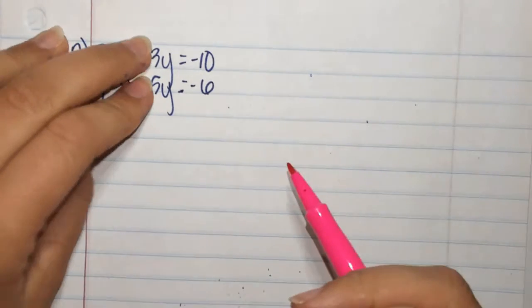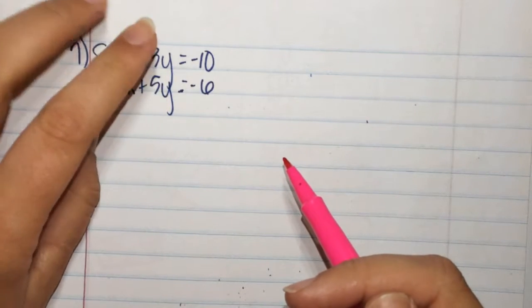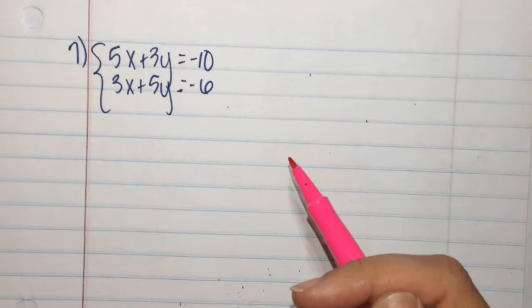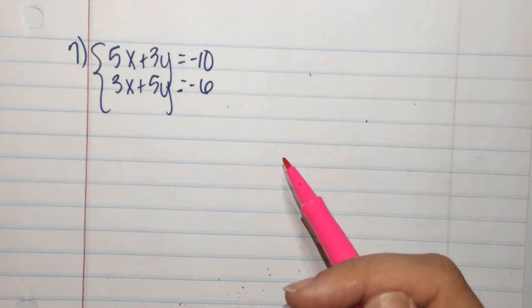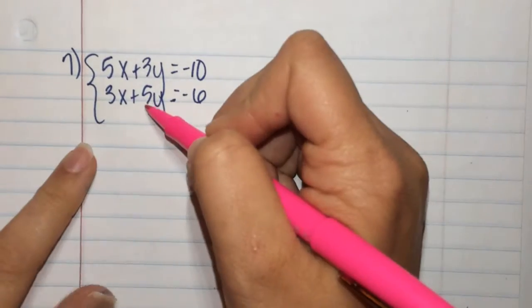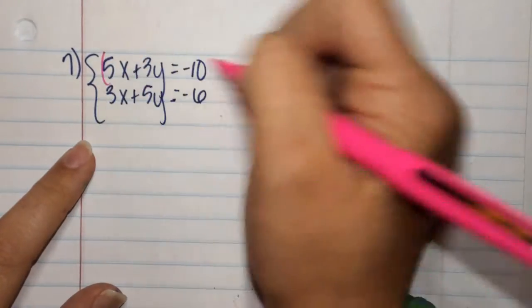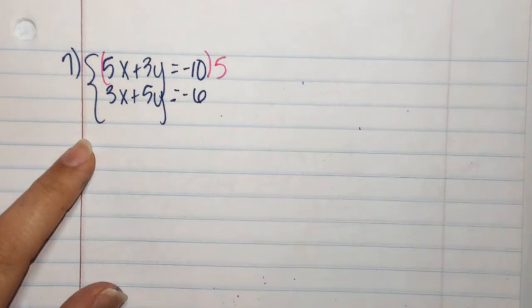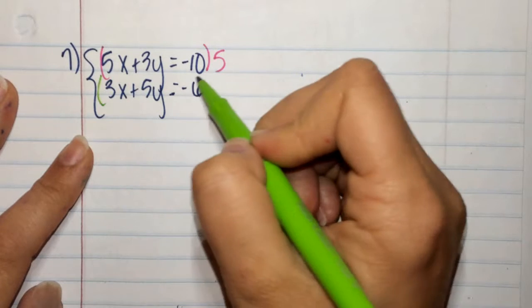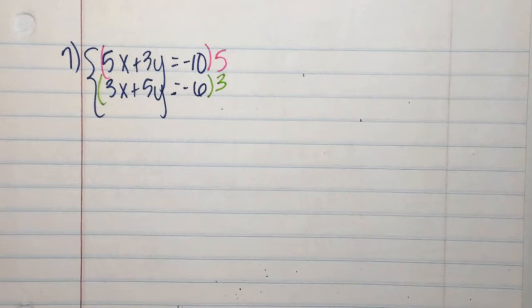But 3 and 5 do have something in common. What do both 3 and 5 have in common? We can multiply them to get what? 15. So our y's will have 15. All you do is take this number and multiply the top by it, and then take this number and multiply the bottom by it. So we're going to multiply the top by 5 and the bottom by 3, and we're going to see what happens.